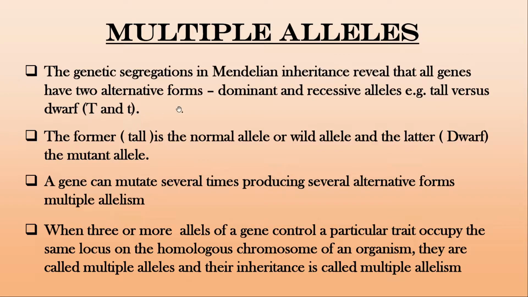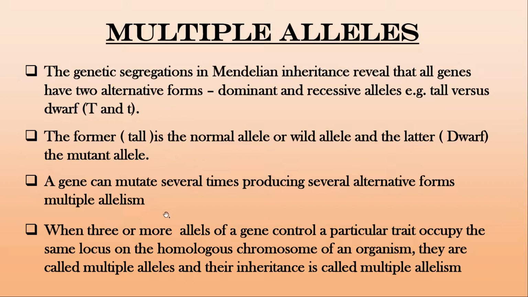The tallness or dominant character is represented by capital T, and the dwarf or recessive character is represented by small t. So the tall is the normal allele or wild allele, whereas the small t is the mutant allele. A gene can mutate several times producing several alternative forms. Here we are seeing only two alternative forms.